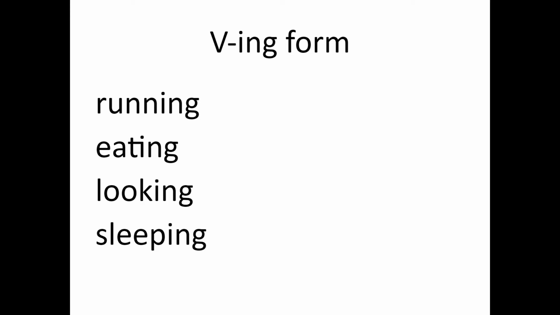We're going to talk today about gerunds. Gerunds are made using what is sometimes called the verb ing form, otherwise known as the present participle. Words like running, eating, looking, sleeping, where we have the verb form plus the ing. But actually, the verb ing form is used for a number of different functions in English.